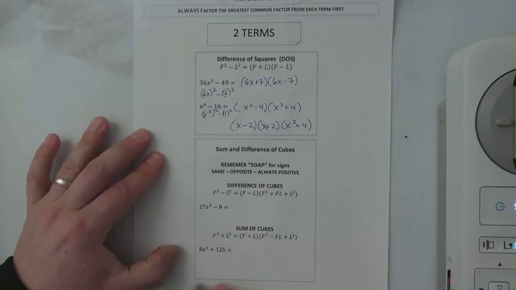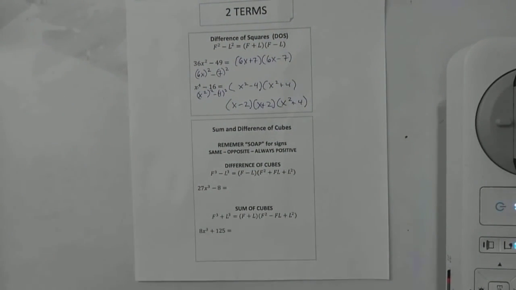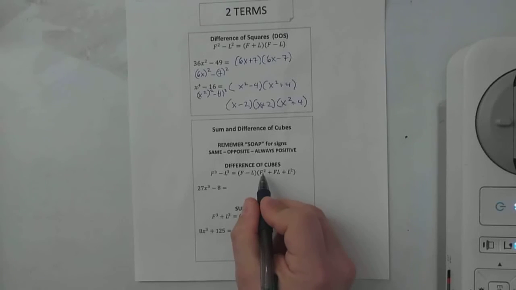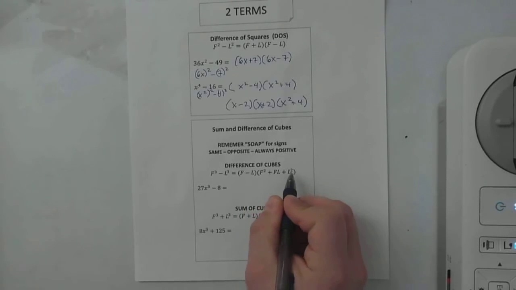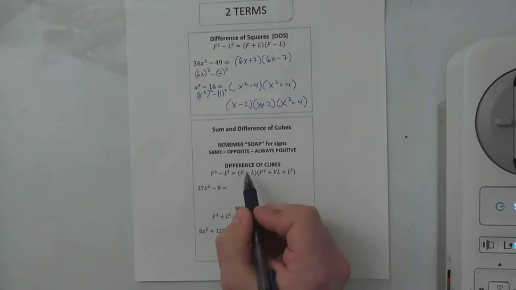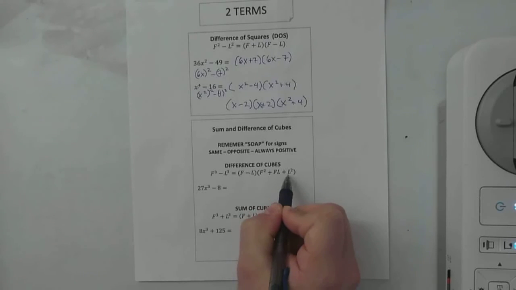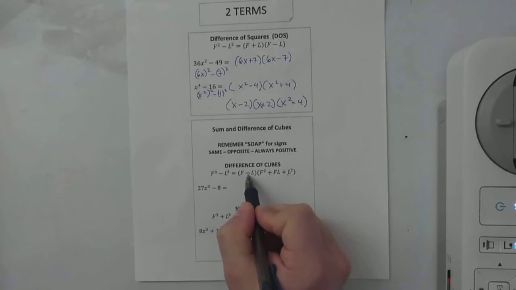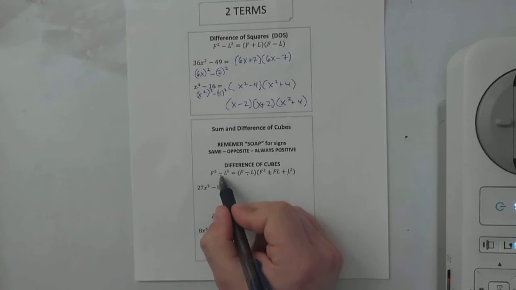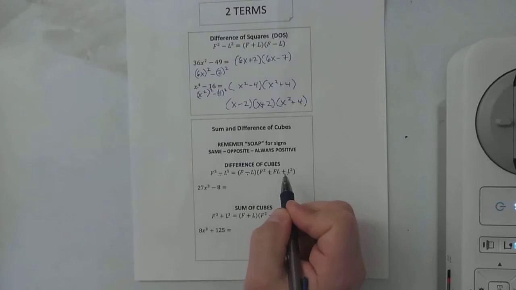Now, sum and difference of cubes is a different rule. You can do it for a plus or you can do it for a minus. Instead of looking for perfect squares, you're going to look for perfect cubes. And this pattern ends up being (F minus L) times the quantity (F squared plus FL plus L squared). So there's a little mnemonic device to help remember the order. SOAP means same sign, opposite, always positive. So this sign here will always match the original problem. This sign will always be the opposite of the original problem, and this sign will always be positive.